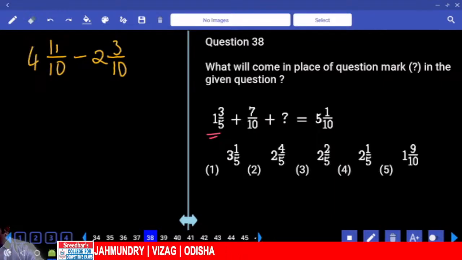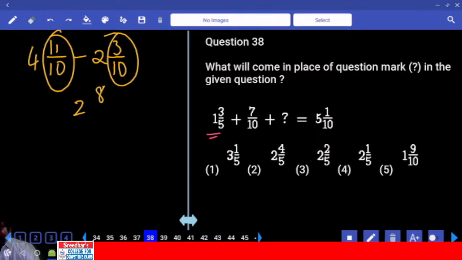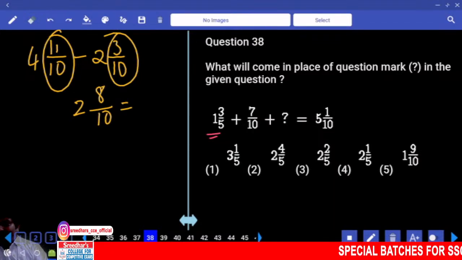And how much is here? 4. 4 minus 2. 11 by 10 minus 3 by 10, 8 by 10, can be simplified as 2 4 by 5. Clear?